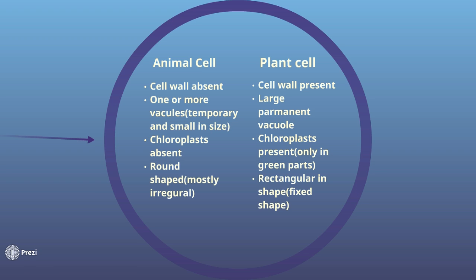O-level exam. In animal cell, wall is absent; in plant cell, wall is present. In animal cell, there are one or more vacuoles which are temporary. In plant cell, there is a large permanent vacuole. In animal cell, chloroplasts are absent. In plant cell, only in green parts we can see chloroplast. Animal cell is round shaped, mostly irregular. Plant cell is rectangular in shape.